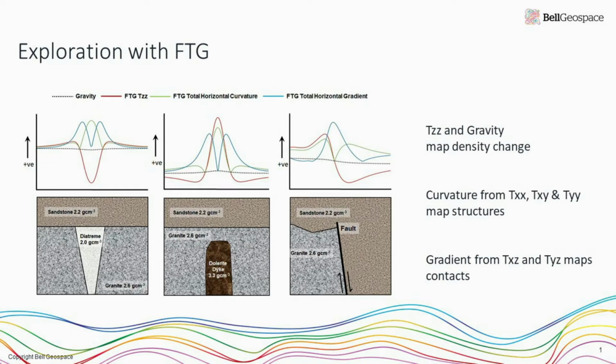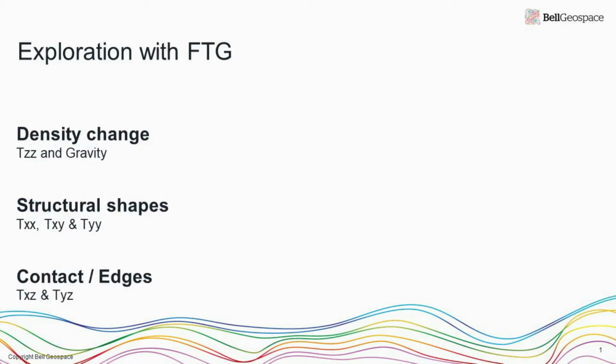The gradient then is fantastic at mapping edges of these same structures, but more interestingly, it does map contacts directly, as shown by clear positive anomalous responses associated with that fault. And we use these 3 primary elements in our interpretation workflows. And we can generally surmise exploration with FTG as coming to 3 primary applications.